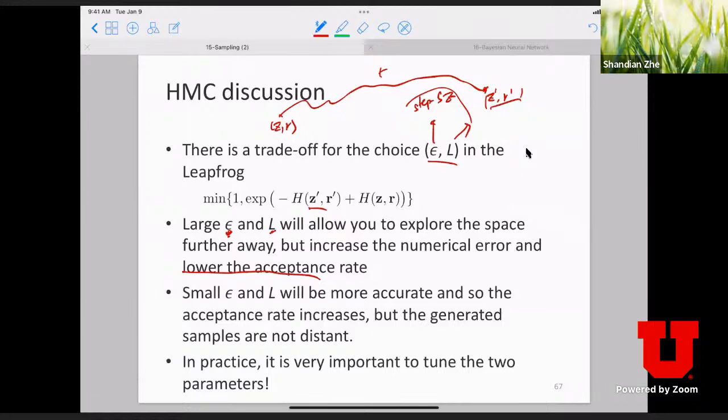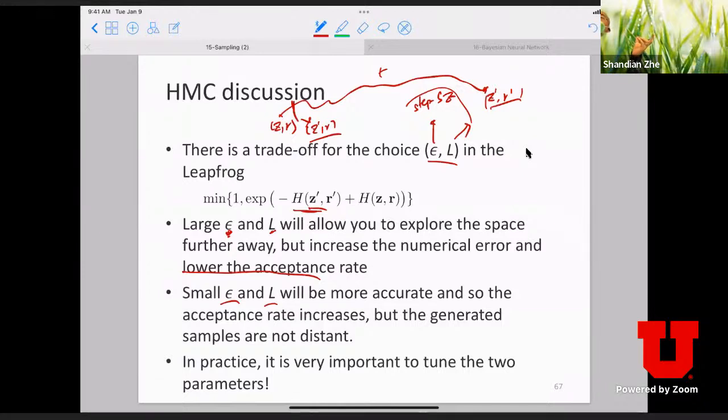And on the other hand, if you set epsilon to be very small, we know that the smaller the step size, the more accurate your numerical solver. And if you also choose L to be small, meaning that I don't want to evolve for a long time, just to evolve here, you can imagine your solution at this particular place will be much more accurate. That means your energy won't be lost too much, so the acceptance rate will be quite high.